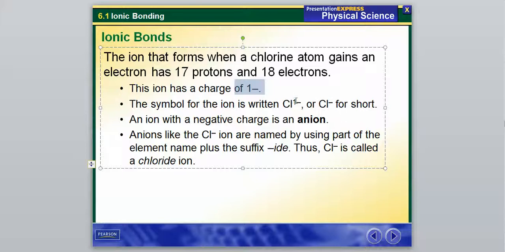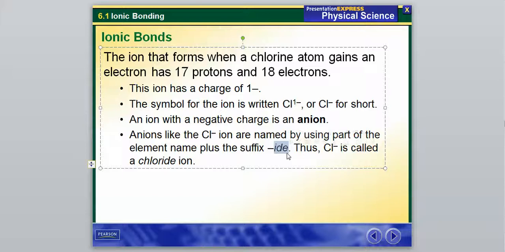We could write Cl1 minus, but when it's just a 1, we can assume that that 1 is there, or just write Cl minus for short. And an ion with a negative charge now has an even more specific name called an anion. So I would make sure I wrote this down, that an anion is a negatively charged ion. And anions like Cl minus are named by using part of the element name plus the suffix IDE. So that is where the oxide came from, if you remember from our first video. So if you are an anion, you have "ide" at the end. That's one way you can tell that you have an anion.